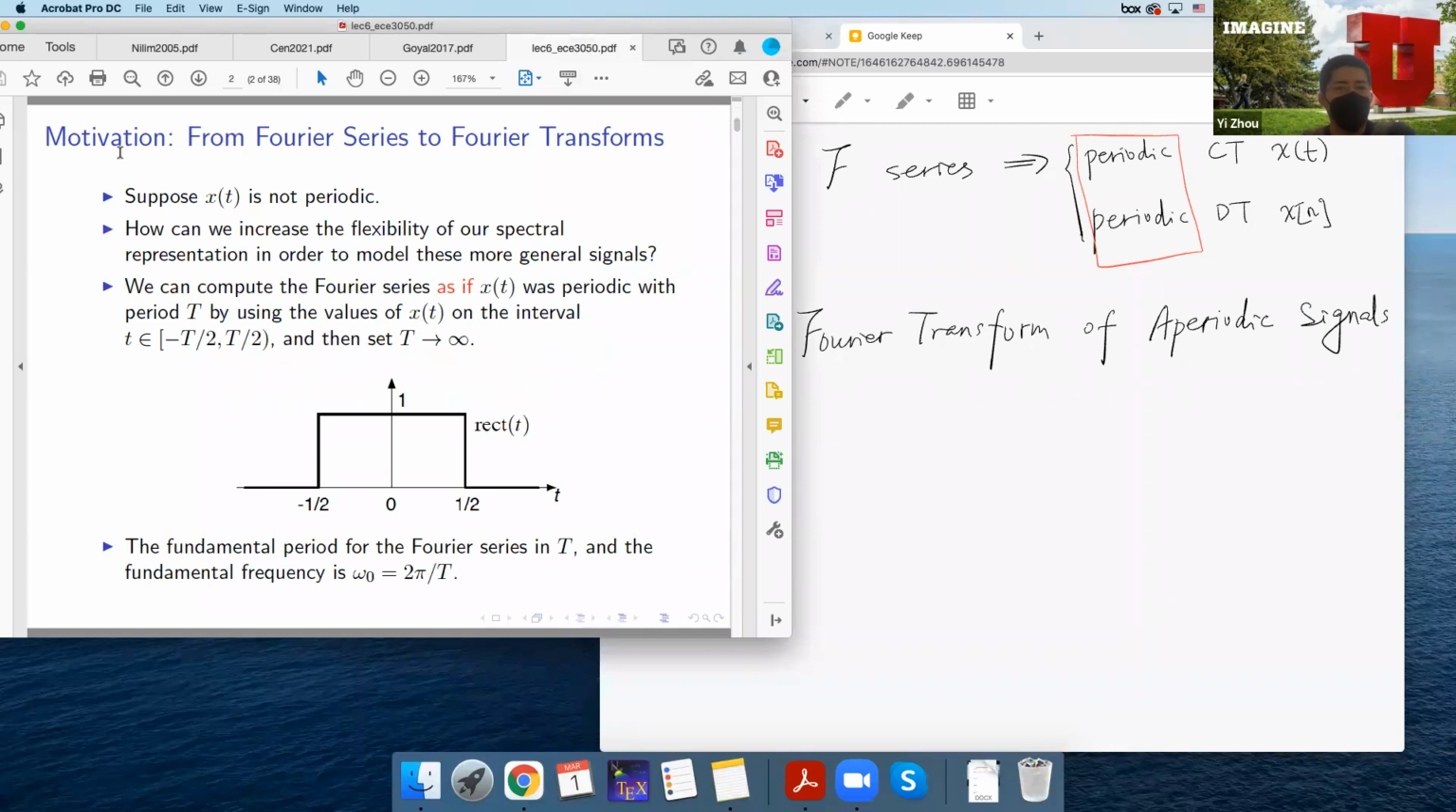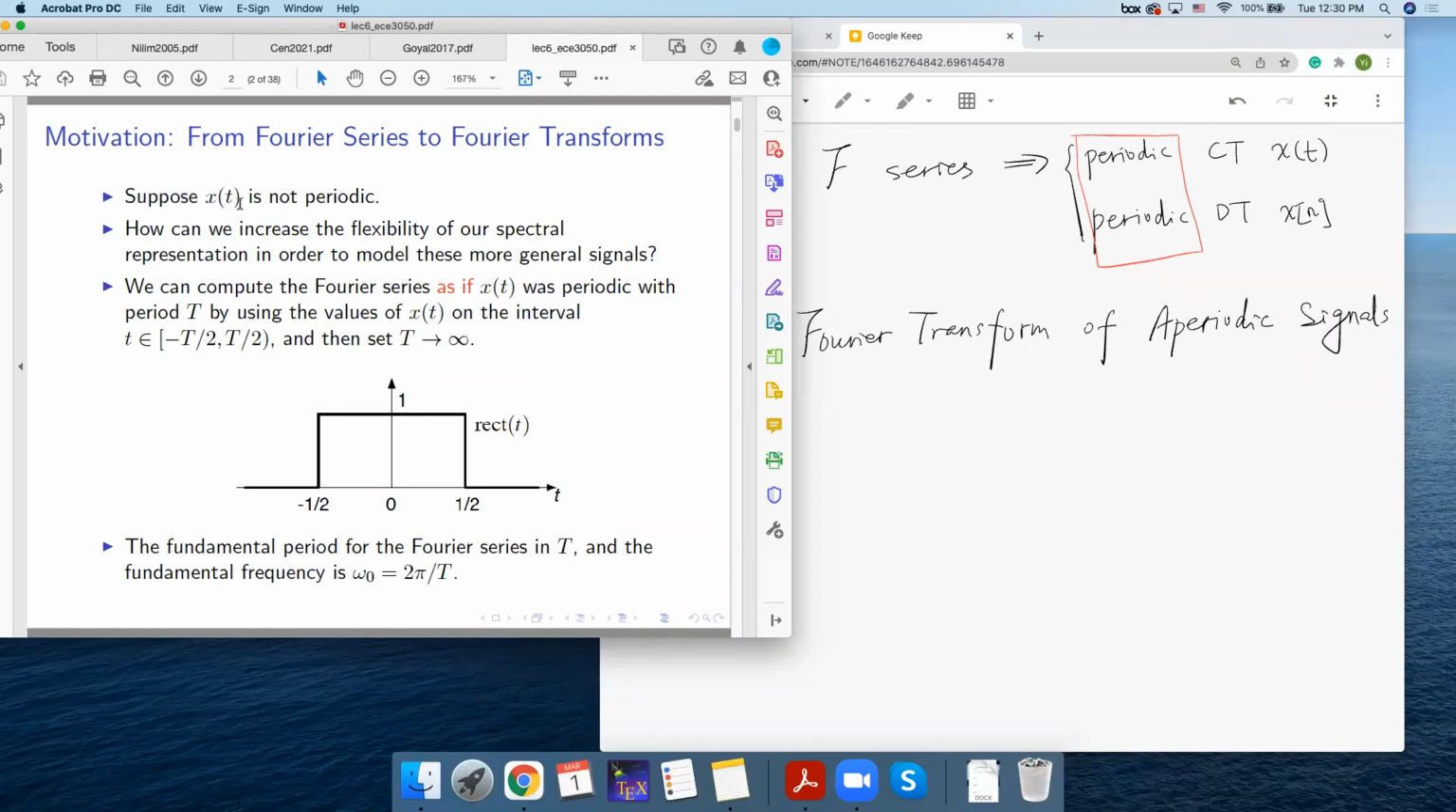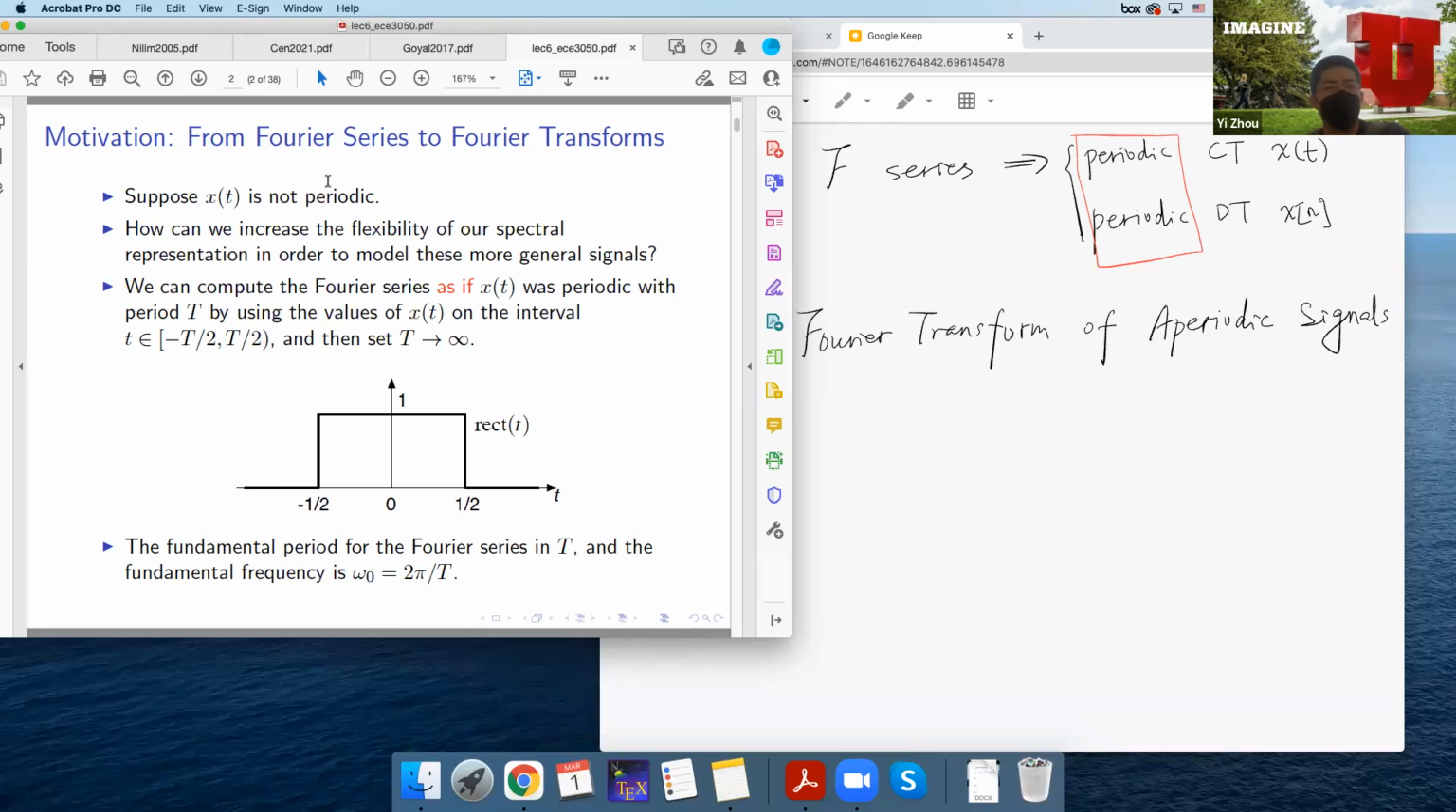So we can start with this thought experiment with this motivation. Now suppose that we are looking at a signal x(t). Here we always start with continuous time signals, and later we will discuss discrete time. Let's suppose we have a continuous time signal x(t) which is not periodic. So it is a general signal, not periodic. Now, the question is, how can we increase the flexibility of our spectral representation in order to model these more general signals? There are two questions. In this case, can we still apply the Fourier series to represent these aperiodic signals? If not, what will be the challenge? What is the issue here, and how can we resolve that issue?